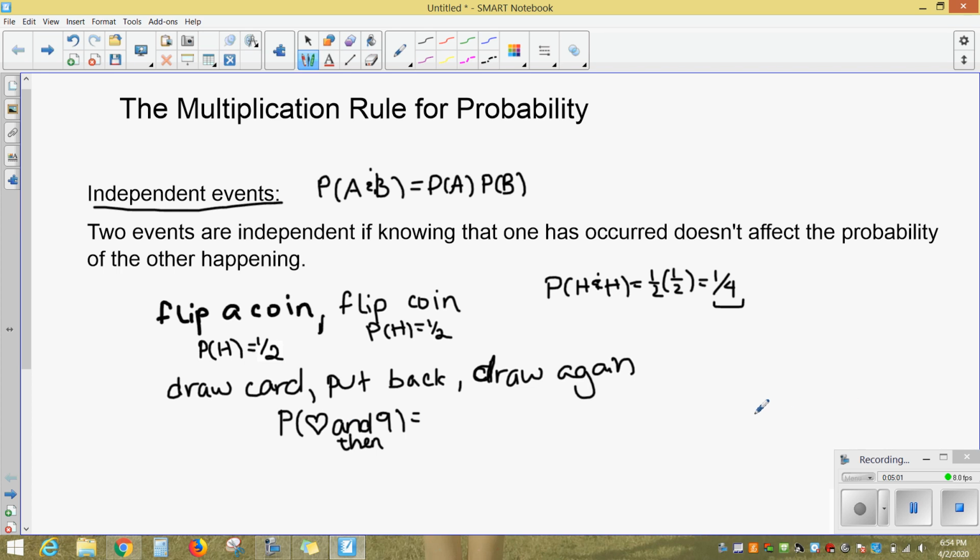Since I am putting the card back and shuffling the deck again before I draw the second time, the probability that I get a heart is 13 out of 52, or 1 out of 4. I can reduce it before I find my product if I want to. The probability that I'll draw a 9 next, there's 4 of those out of 52. So I have a 1 in 4 chance, and a 1 in 13 chance. Altogether, that's a 1 in 52 chance that I would first draw a heart, and then when I put it back, I would draw a 9.